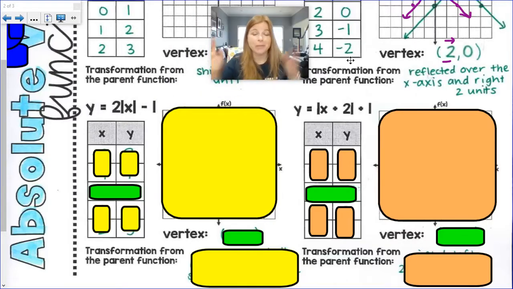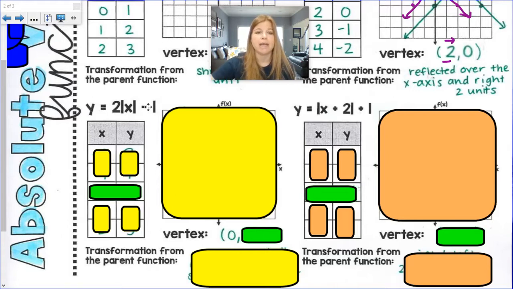I hope you're right with me here for this. Okay, so y equals 2 times the absolute value of x minus 1. So my vertex should be x minus h. I don't see x being subtracted by anything, so my h value of my vertex is 0. My k is the number that's at the end, negative 1. That's my vertex, 0, negative 1.